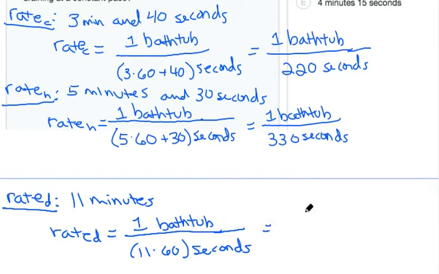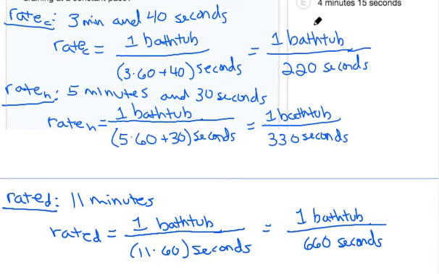And simplifying this, we end up with 1 bathtub per 660 seconds. That's how long it would take to drain the bathtub. So we have these 3 rates, the 2 inflow rates and the 1 outflow.